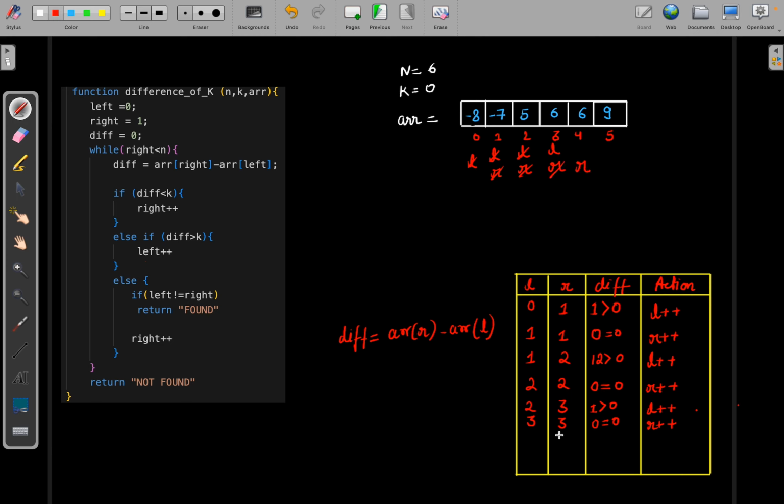So now R is pointing to 4, L is still at 3. Is right less than n? Yes, R is still less than n. So I will come here, difference is equal to ARR of right minus ARR of left. 6 minus 6, that is 0. So is difference less than k? Is difference greater than k? No, it is equal to k. And if left and right are different, yes, left and right are different. Left is 3, right is 4. Yes, they are different. So return found, and yes, we got the element.